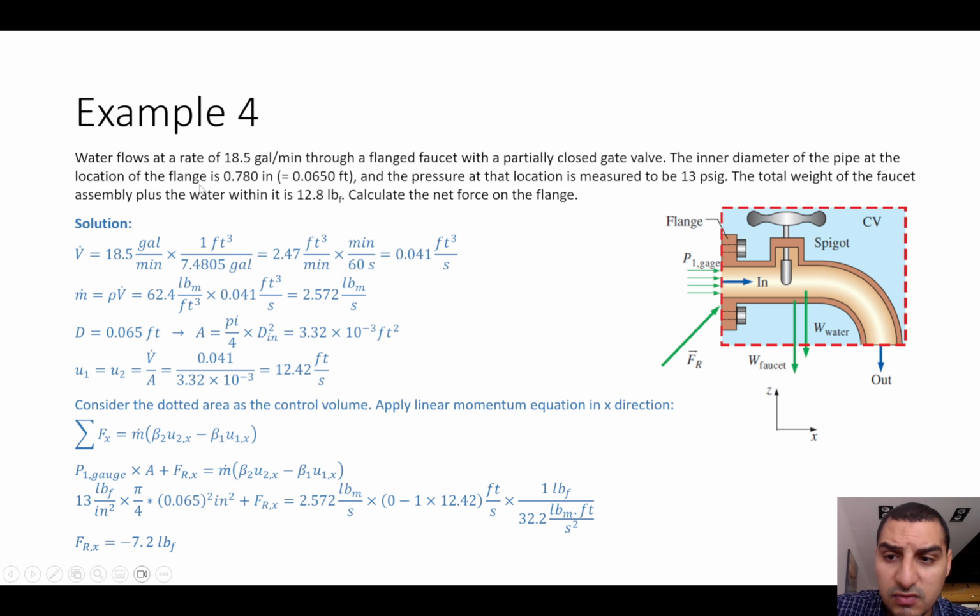We know the inner diameter of the pipe is 0.78 inch, which is 0.065 feet, and the pressure at the location is measured to be here. The pressure here is 13 psi gauge, so this is the gauge pressure.